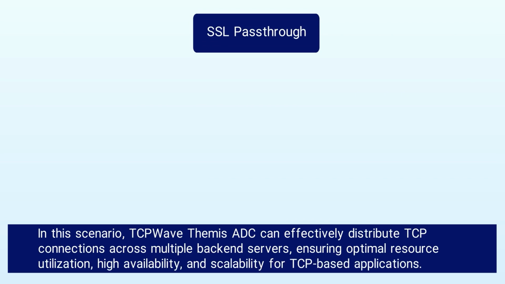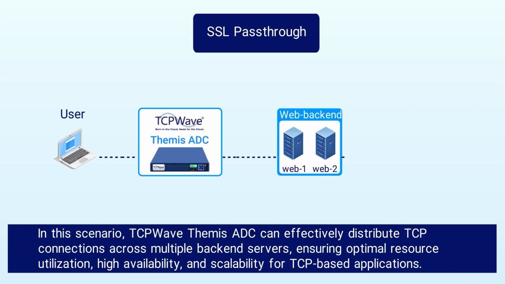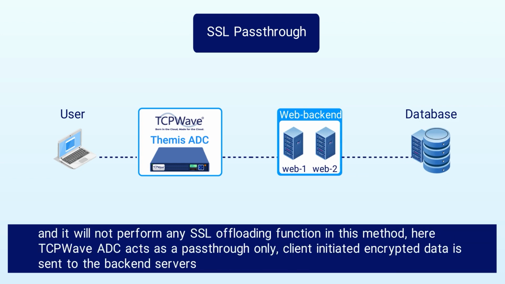SSL/TLS Passthrough. In this scenario, TCPWave Themis ADC can effectively distribute TCP connections across multiple backend servers, ensuring optimal resource utilization, high availability, and scalability for TCP-based applications. And it will not perform any SSL offloading function in this method. Here TCPWave ADC acts as a pass-through only. Client-initiated encrypted data is sent to the backend servers.